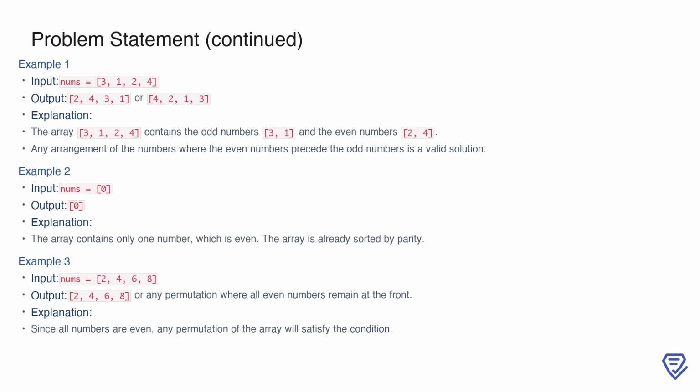In the second example, the input array is 0. Since the array contains only a single even number, it is already sorted by parity, and the output is simply 0. Finally, in the third example, the input is 2, 4, 6, 8, which contains only even numbers. Any permutation of this array, such as 2, 4, 6, 8, or 4, 6, 2, 8, satisfies the parity condition because all elements are even. These examples highlight the key requirement that all evens must come before all odds, regardless of their original order.